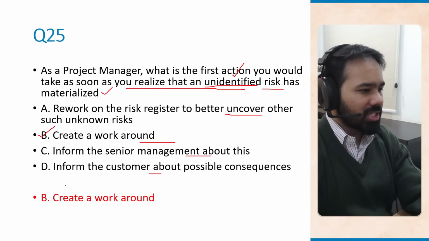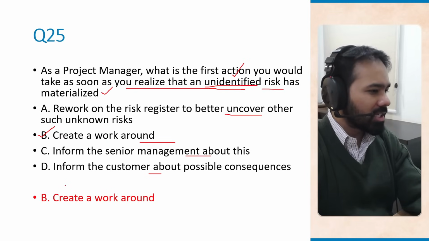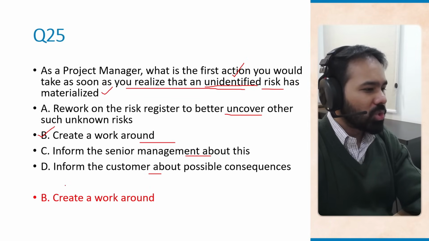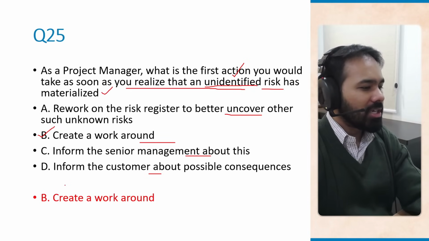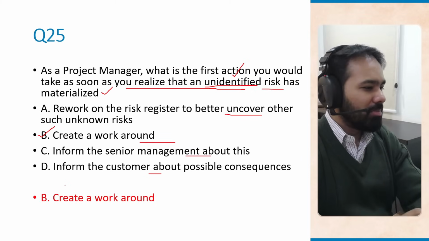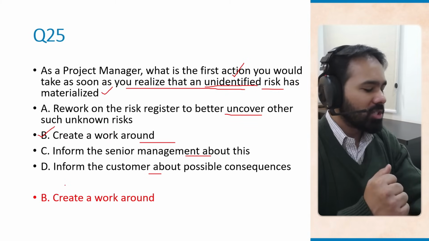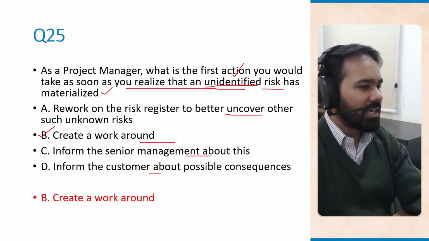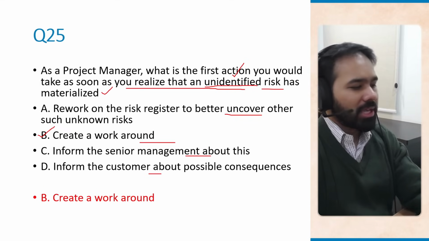Updating the risk register can happen later. Informing the senior management or the customer can be part of the communication, but the first thing that you should do is to mitigate, right? Once the mitigation is in place, that's when you can do the communication as well. So whenever you see an unknown risk materializing, you should always do the workaround. You should then maybe update the register and lessons learned, and then perhaps, as required, do your communication.